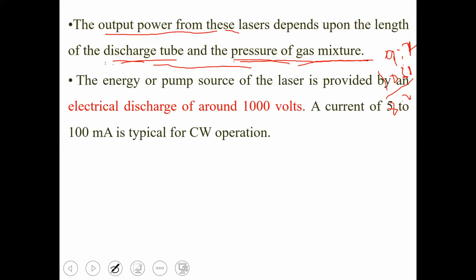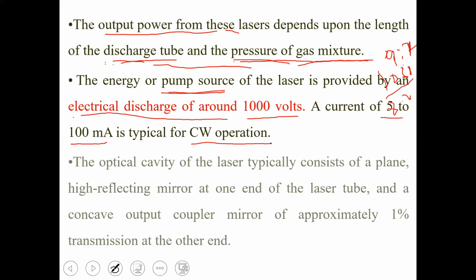Here the pumping source is not optical pumping. In the ruby laser, we used optical pumping with a xenon flash lamp. Here, the pumping source is electrical discharge at around 1000 volts, at which we can flow a current of 5 to 100 milliamperes. For continuous wave operation, we apply a discharge voltage and a current of 5 to 100 milliamperes for a continuous beam.